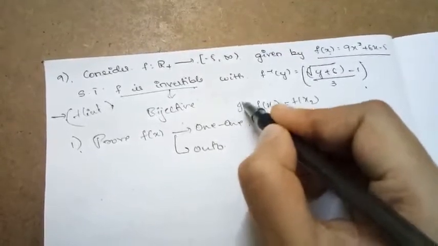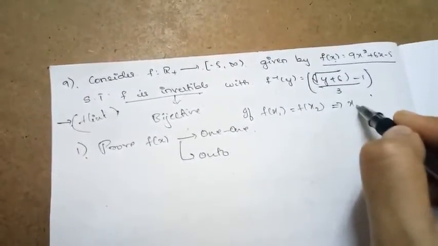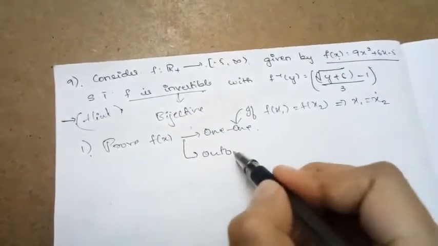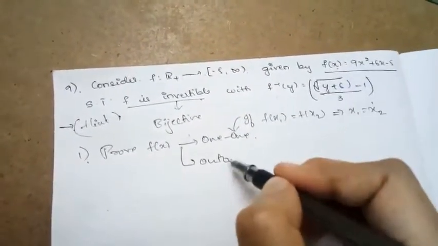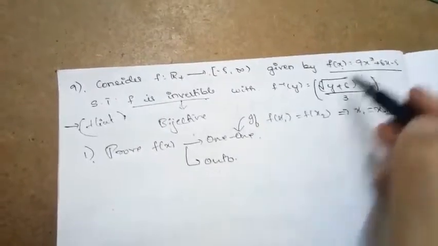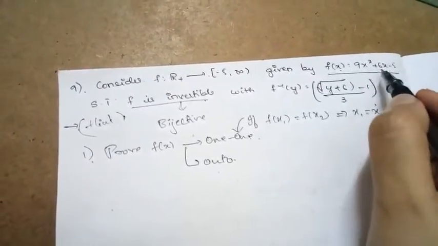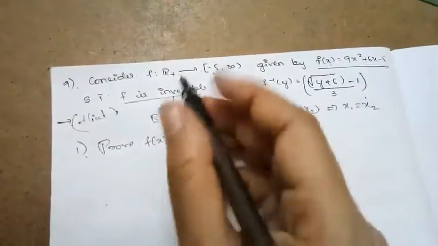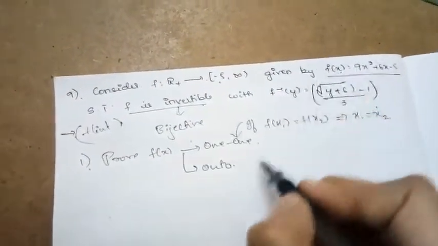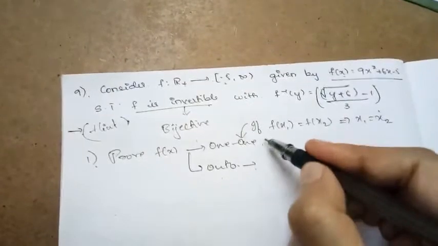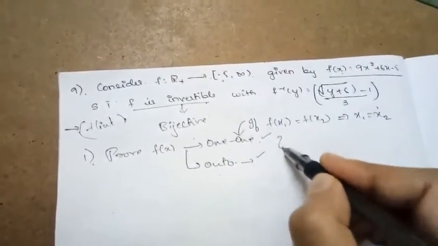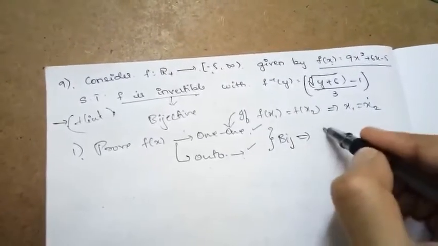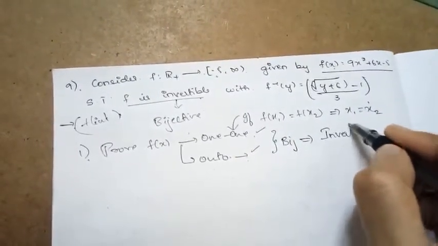Suppose f of x1 is equal to f of x2 implies x1 is equal to x2, then it is a one-one function. By proving onto, meaning for every element y belonging to the codomain there exists an x belonging to the set of positive real numbers, the given function is onto. Once it is one-one and onto, the given function is bijective. If it is bijective, then it is an invertible function.